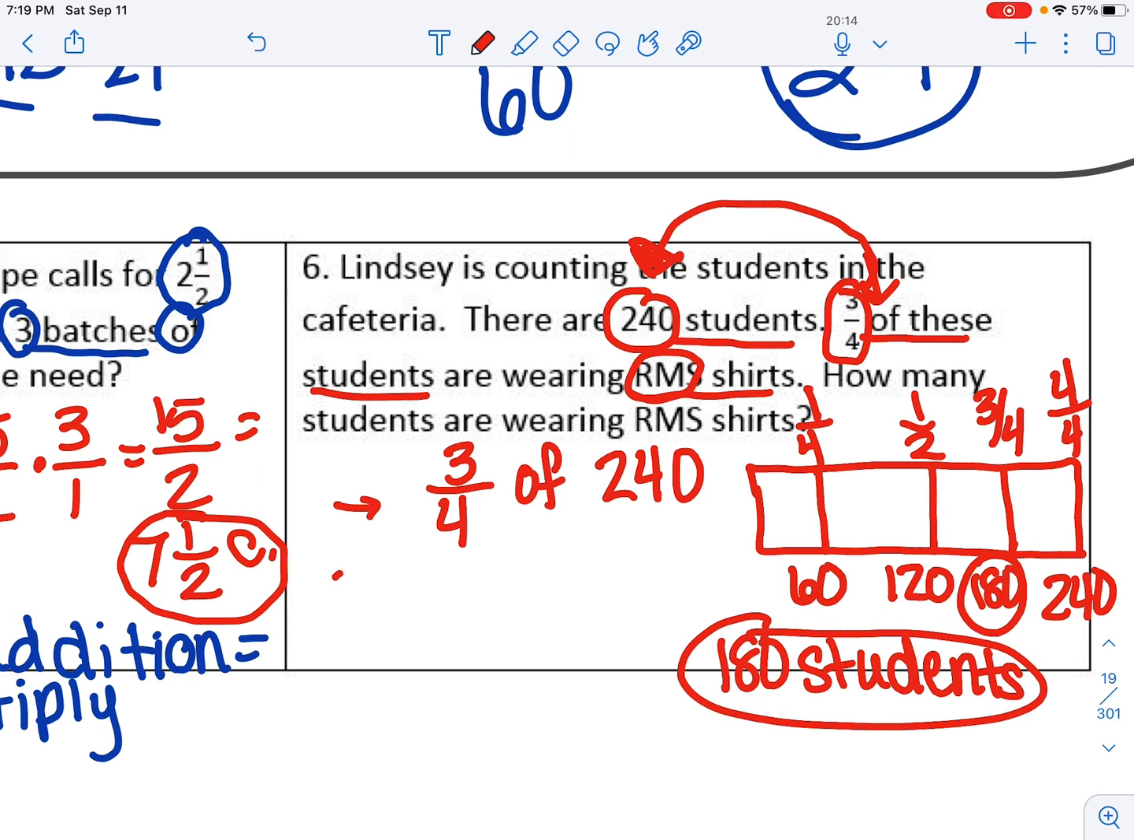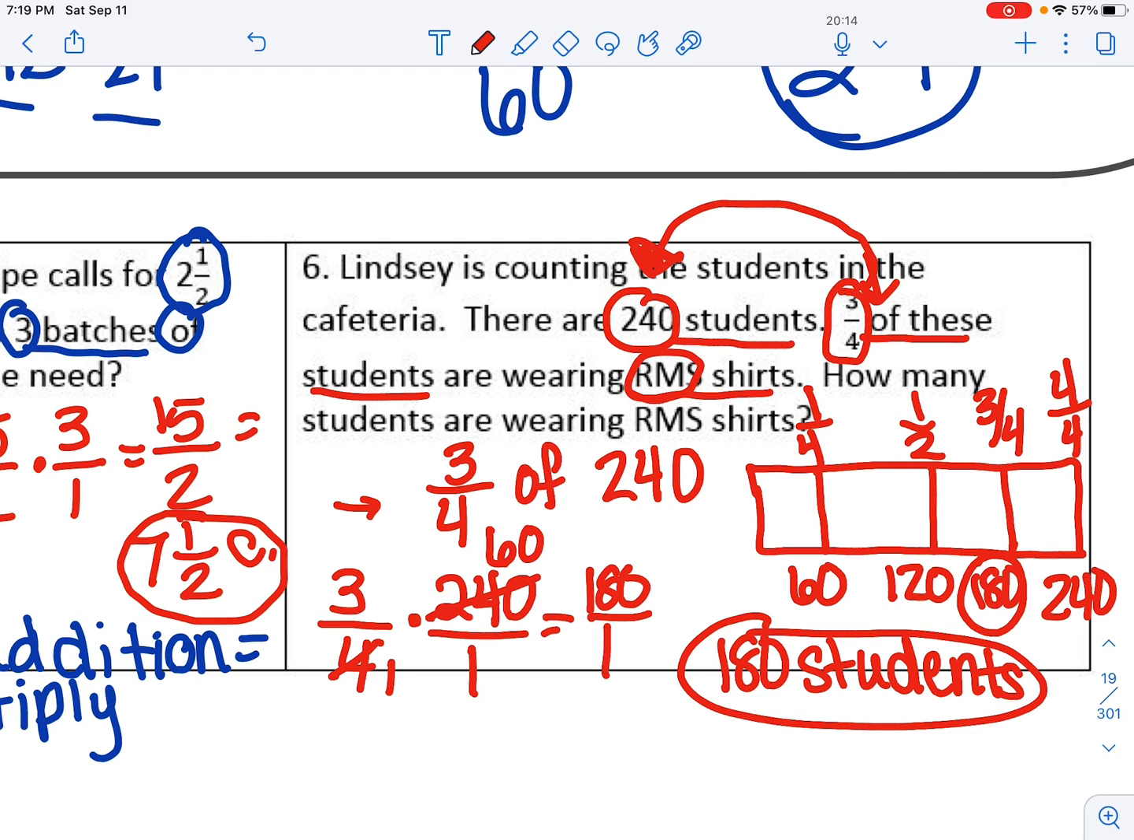Now let's multiply it. So I'd have 3/4 times 240 over 1. I know that 4 is a factor of 240. So 240 divided by 4, the 4 turns into 1. This becomes 60. 60 times 3 equals 180 over 1. So there is my 180 students, so it checks out. So 180 is my answer.